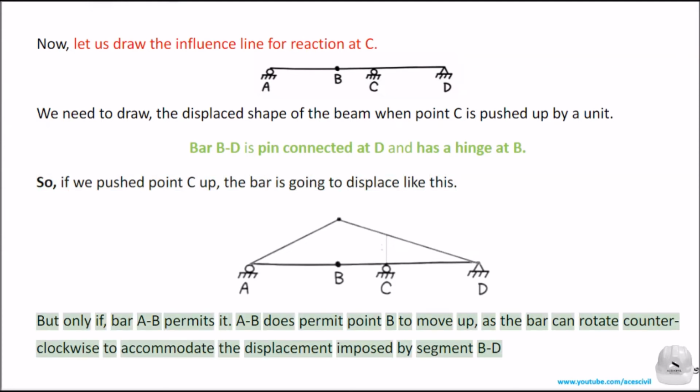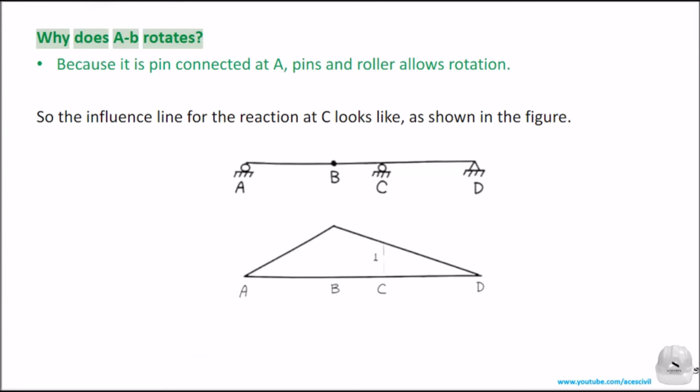But only if bar AB permits it. AB does permit point B to move up, as the bar can rotate counterclockwise to accommodate the displacement imposed by segment BD. Why does AB rotate? Because it is pin connected at A, and pins and rollers allow rotation. So the influence line for the reaction at C looks like, as shown in the figure.